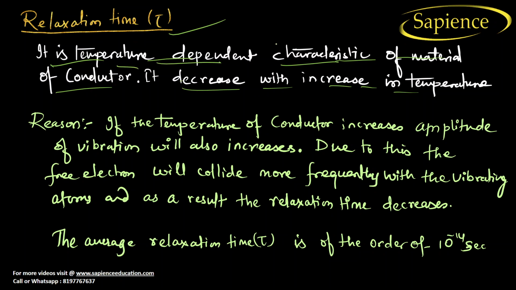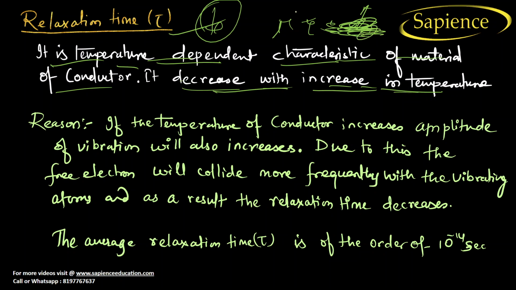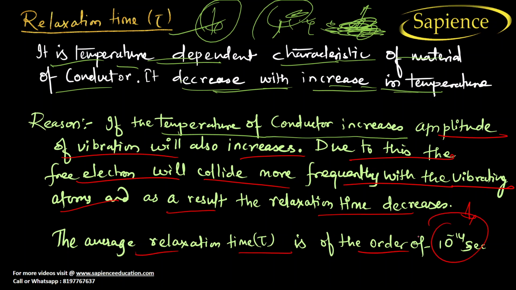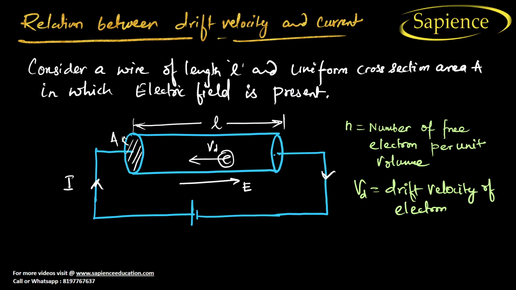So if it is temperature dependent, if we increase the temperature, what will happen? The relaxation time will decrease. If you increase the temperature, the molecular movement will increase, so the collision time will decrease. Reason: if the temperature of the conductor increases, the amplitude of the vibration will also increase. Due to this, the free electron will collide more frequently with the vibrating atom, and as a result the relaxation time decreases. The average relaxation time tau is of the order of 10⁻⁴ seconds. So you should remember these things. Okay, so you have got relaxation time.